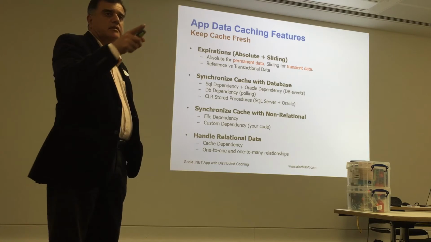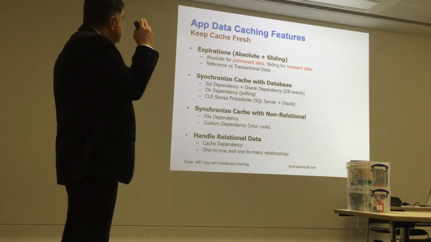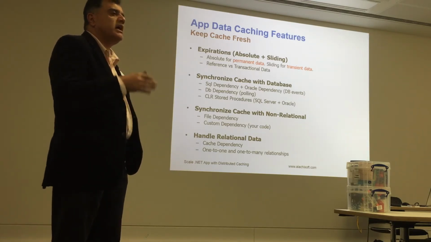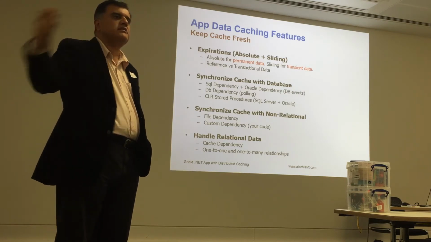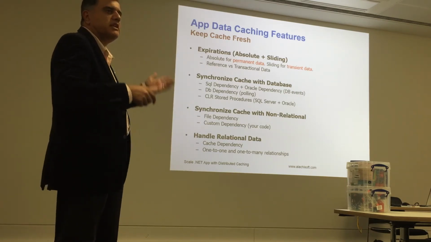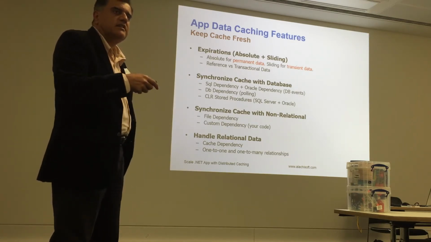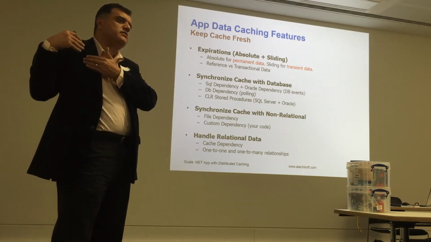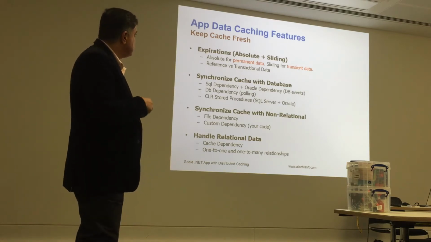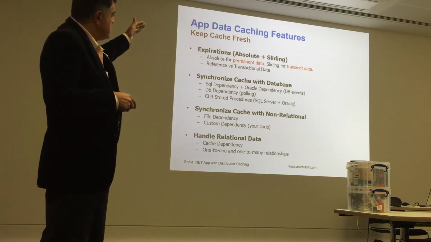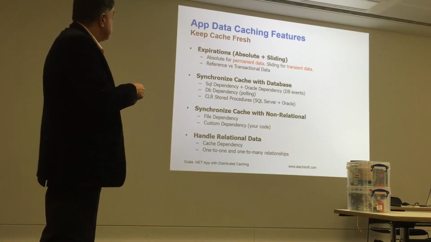Application data caching, you asked the question. The most important thing is to keep the data fresh. Why? Because that data exists in the database and also in the cache, the two places where the data exists. And unlike the cache, where you can synchronize, the database is an independent entity. So there have to be different ways that you make sure this stays correct.